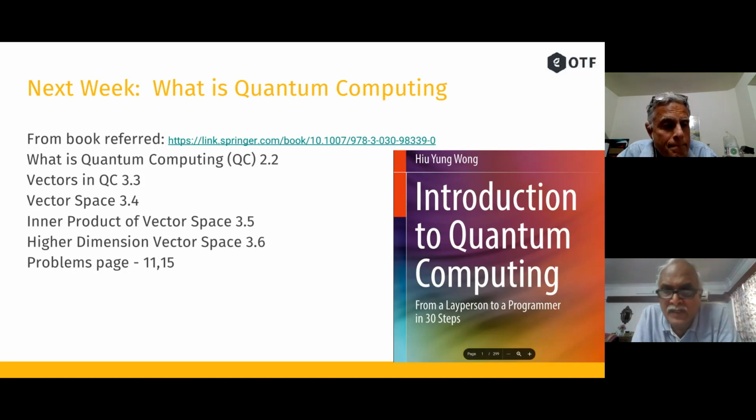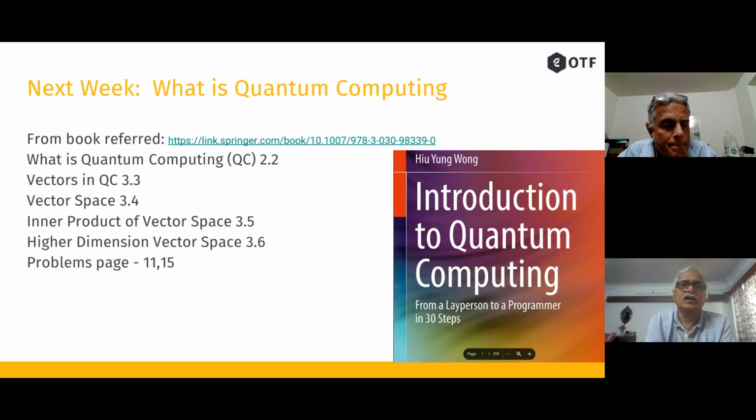Our entire course is essentially based on this book, Introduction to Quantum Computing. The book is referred to over here, and I think the resources also have a PDF version of this, which you can possibly download and have a quick understanding. For those of you who are interested, you can also buy it.